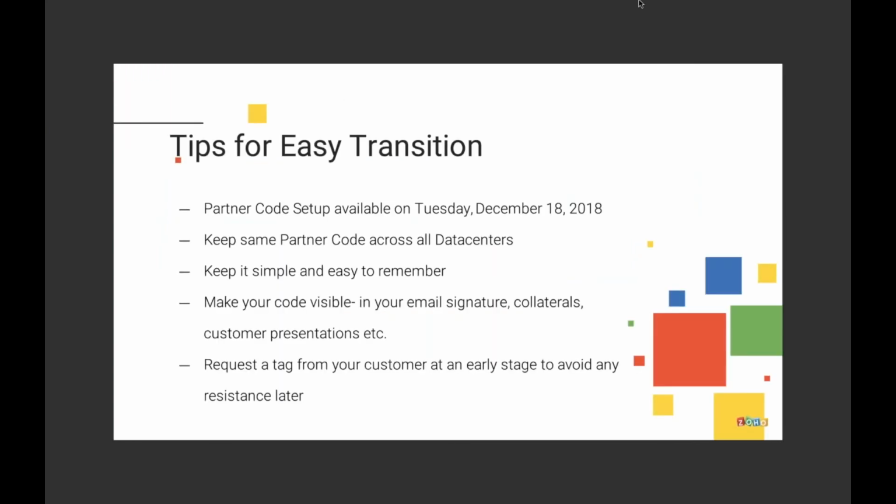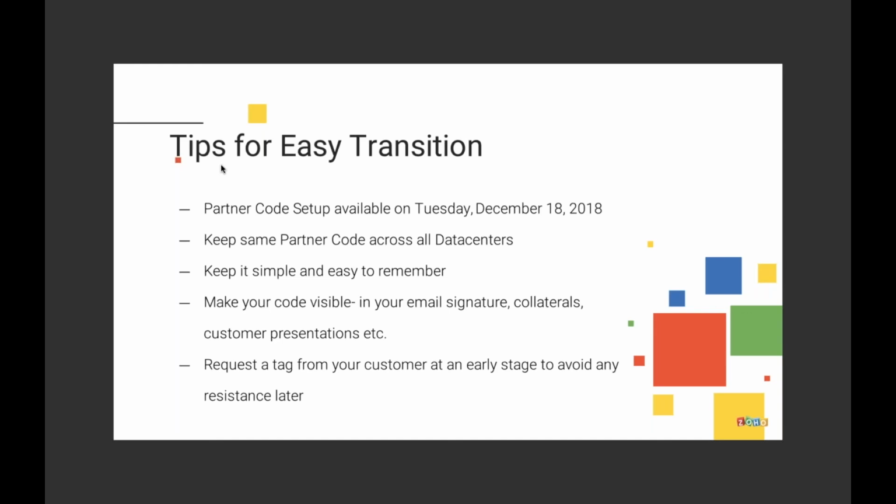There are some quick tips here for easy transition on how we can manage this. The partner code setup will be available to you from Tuesday, December 18th, so that you can set up your partner code across all of your data centers and just be prepared. You can have it present in your email signatures. Make it visible, make it easily accessible for customers. Put it at the end of your customer presentations. Add it to the collaterals that you always give out to your customers when you meet them for the first time. That way, it's easier for the customer to just find your code and add it to your partner tag.